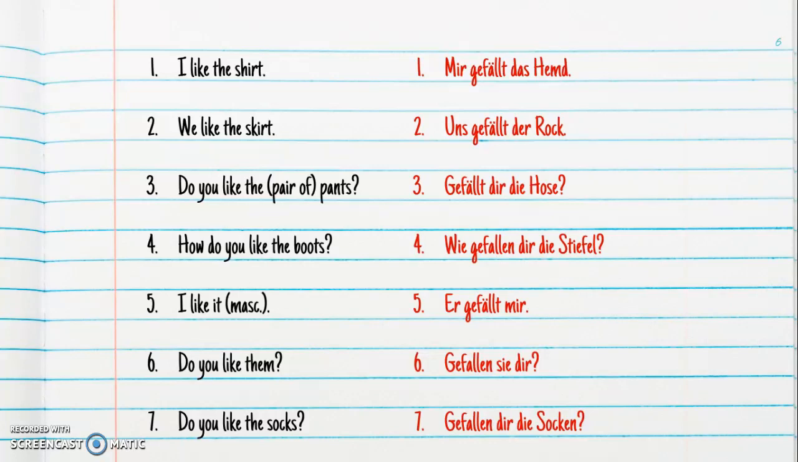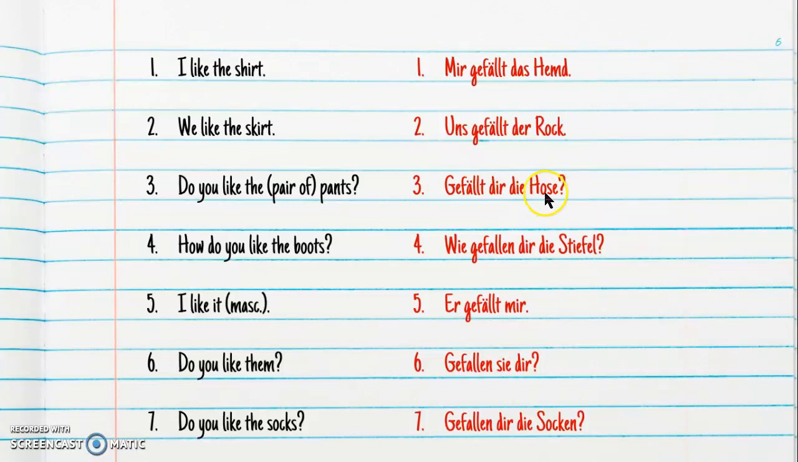Okay, number 1, mir gefällt das Hemd. Alright, so we have our dative pronoun first, then our verb, then our subject. You can reverse this. You can say das Hemd gefällt mir. That is also acceptable. The same applies to number 2, uns gefällt der Rock. You could say der Rock gefällt uns. This time we're using uns because we're saying we like the skirt, or the skirt is pleasing to us, or is appealing to us. Number 3, gefällt dir die Hose?